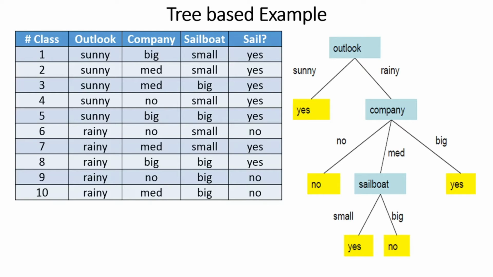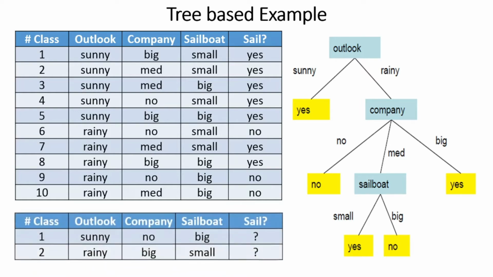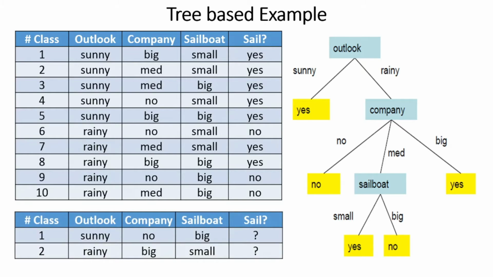If we get a new test data for prediction of the sail, for example, here we have got 2 observations as a test data. Now let us map this test data to our tree based rules. If the outlook is sunny, then you can observe that we should sail the boat. Hence, the output would be yes.